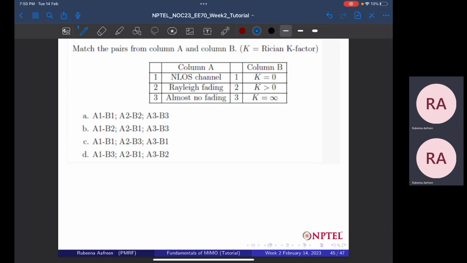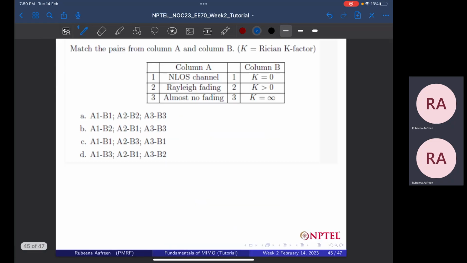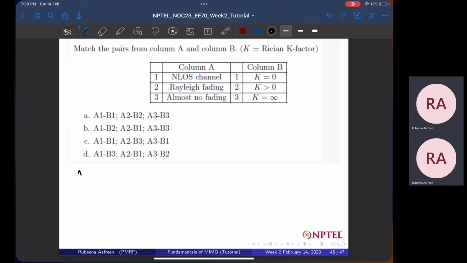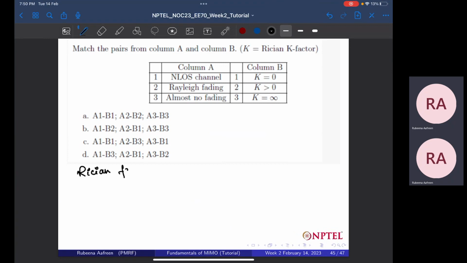Now we have this question for Rician fading channel. So in the Rician fading channel, what happens is that one path is always dominant. When we considered Rayleigh fading, there was fading in the channel, but there was not any LOS path. But in Rician fading, one path will have the large power.